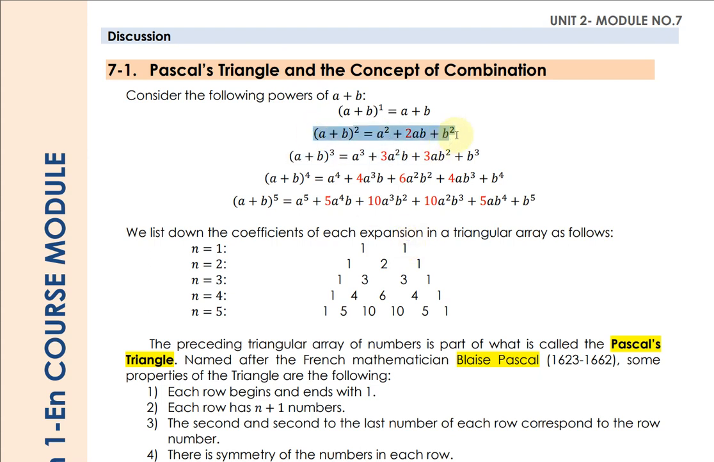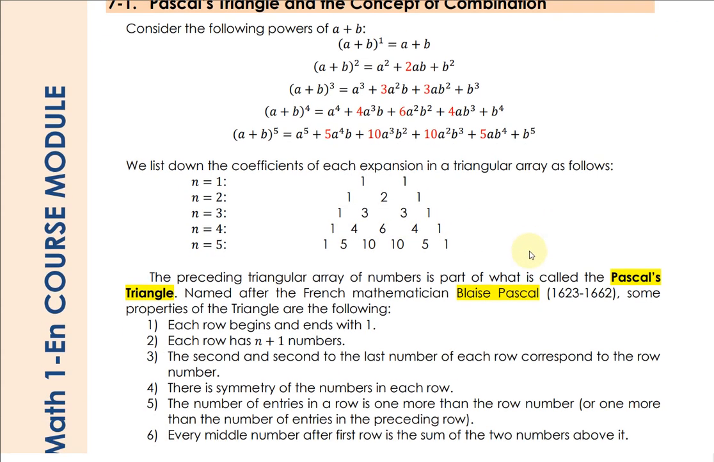For our second row, we have the coefficients 1, 2, and 1. So here in n is equal to 2, or row 2, we have 1, 2, and 1. For row 3, we have 1, 3, 3, and 1. For row 4, we have 1, 4, 6, 4, and 1. And lastly, in row 5, we have 1, 5, 10, 10, 5, 1. Their formation is a triangle, and the combination of those numbers is very familiar, no?